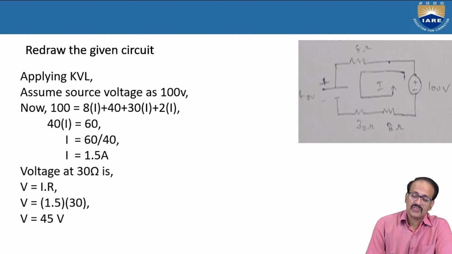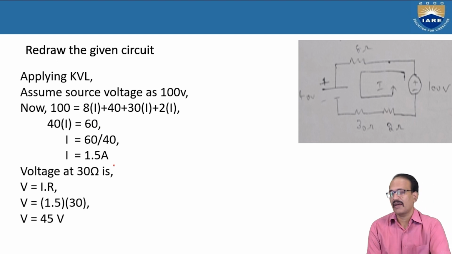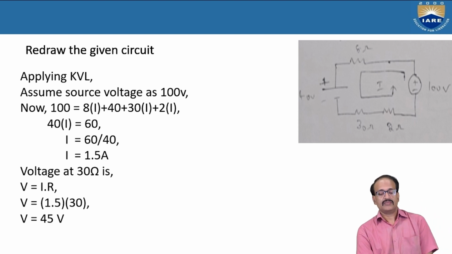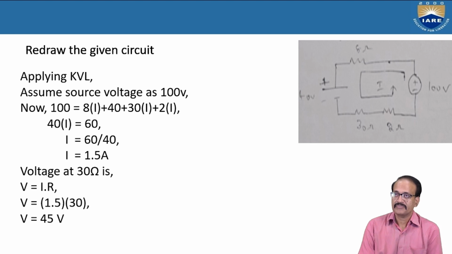So if you simplify that, you will get 40I is equal to 60. This 40 will go that side and it will become 60. So 40I is equal to 8 plus 2, 10 plus 30, so that will become 40I. So 40I is equal to 60. According to Ohm's law, I is equal to V by R. So 60 by 40, that is the voltage. So I is equal to 1.5 amperes. You got the current.